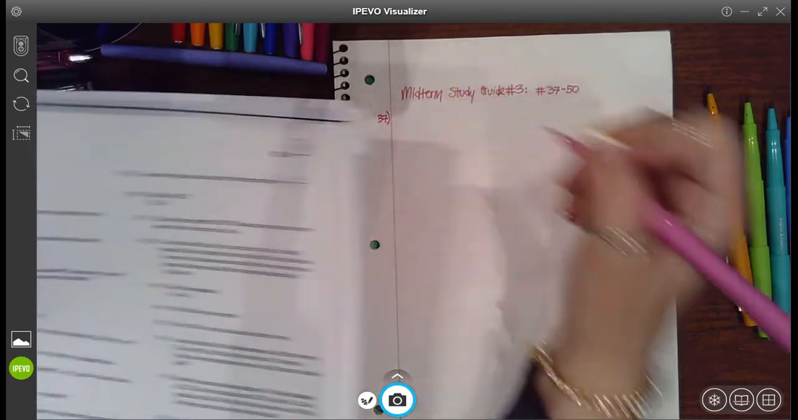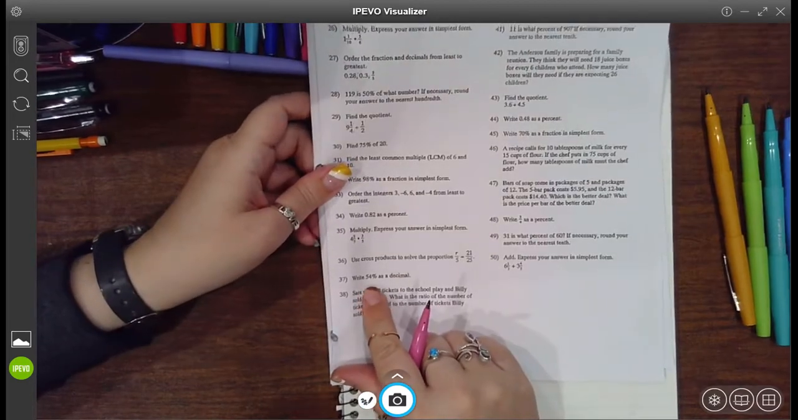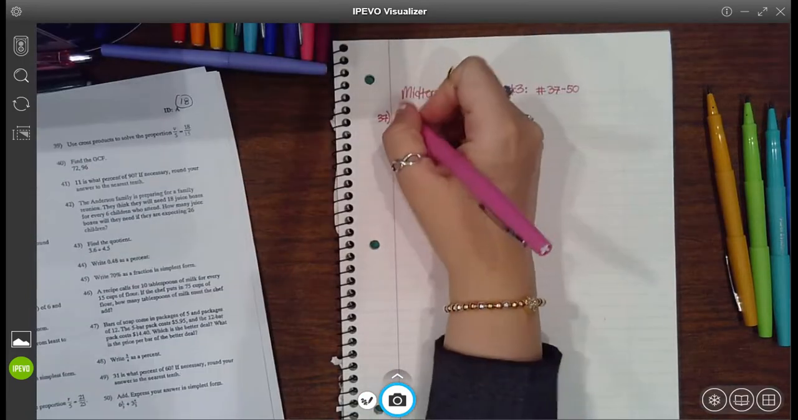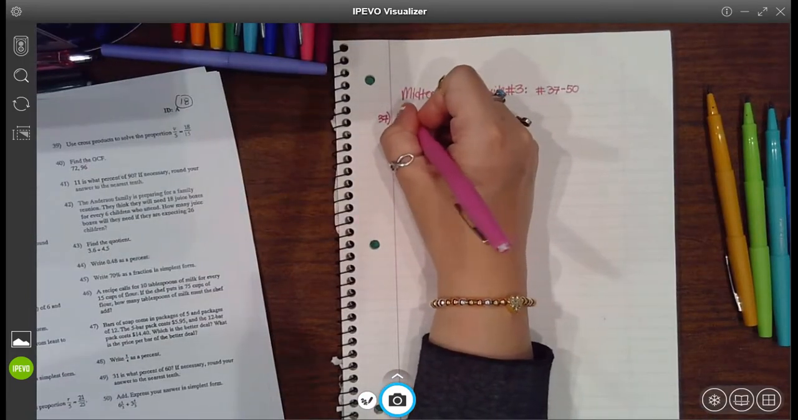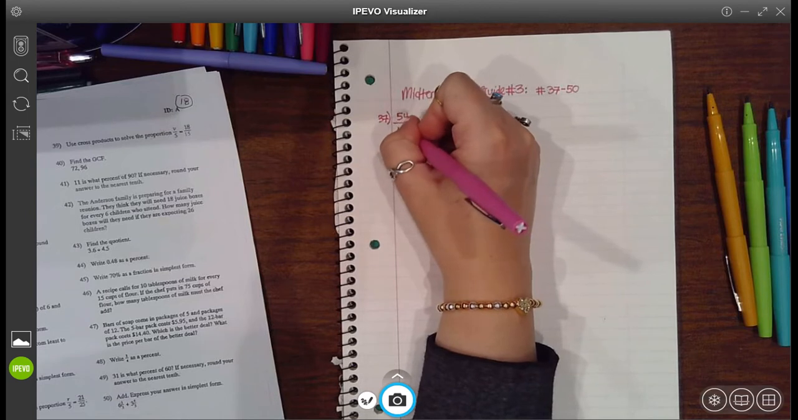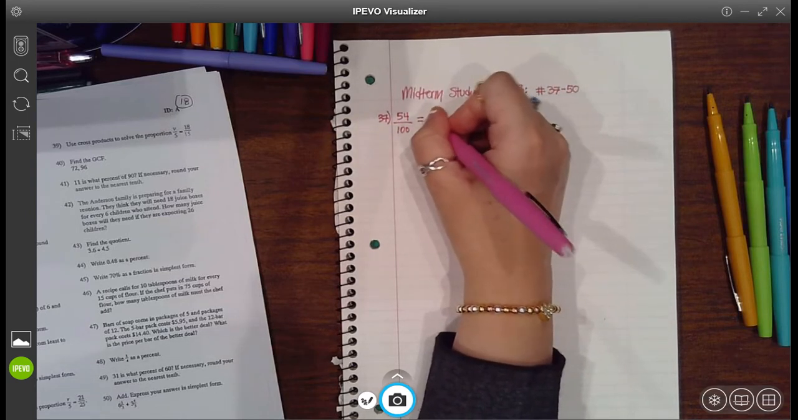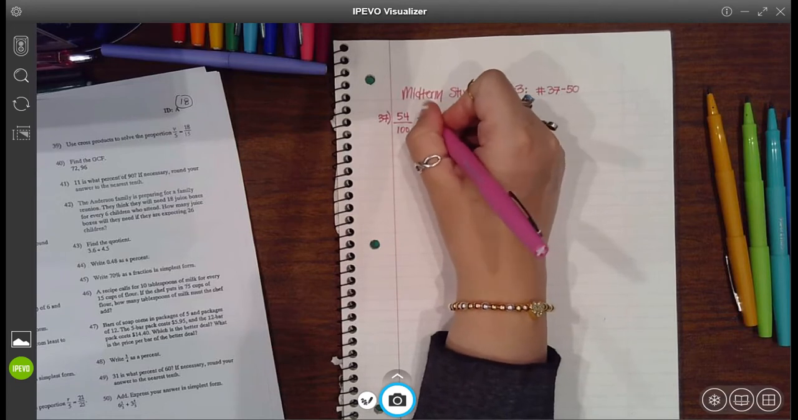Number 37 says, please write 54% as a decimal. There's two ways that I can do this. Anytime you see a percent, it means out of 100, right? So 54 hundredths, I can just jump straight to, I know that that's 0.54.